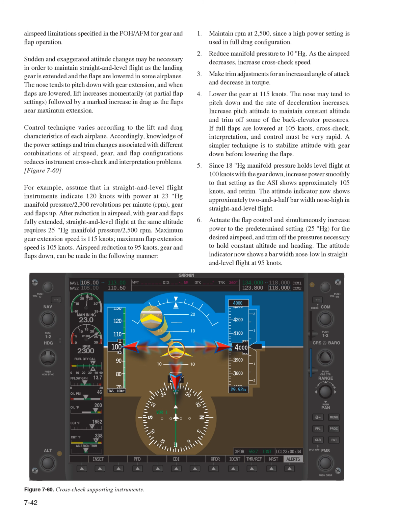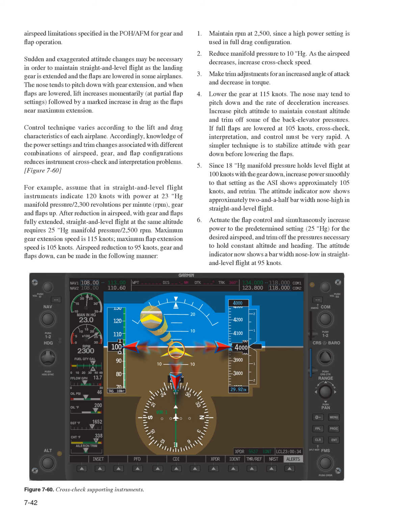5. Since 18 inches of Hg manifold pressure holds level flight at 100 knots with the gear down, increase power smoothly to that setting as the airspeed indicator shows approximately 105 knots, and retrim. The attitude indicator now shows approximately 2.5 bar width nose high in straight and level flight.